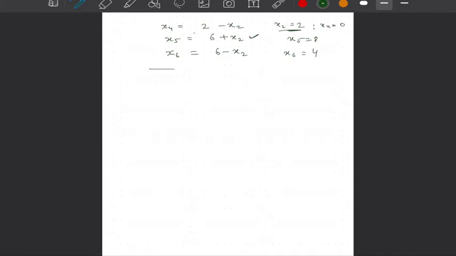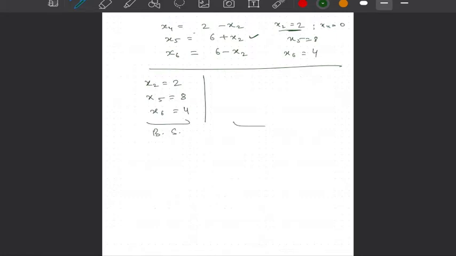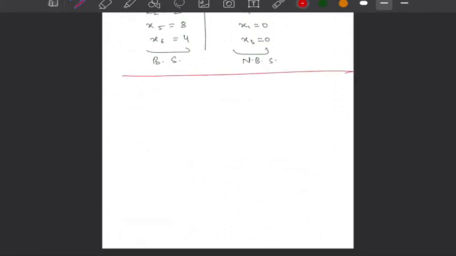And hence we say that our second feasible solution comes out to be x2 equal to 2, x5 equal to 8, x6 equal to 4, and this is our basic solution. And our non-basic variables would be x4 equal to 0, x1 equal to 0, and x3 equal to 0. So now we will do the pivoting about x2.